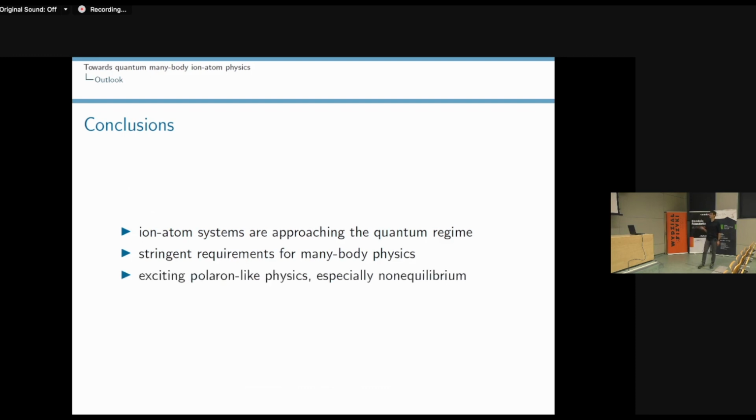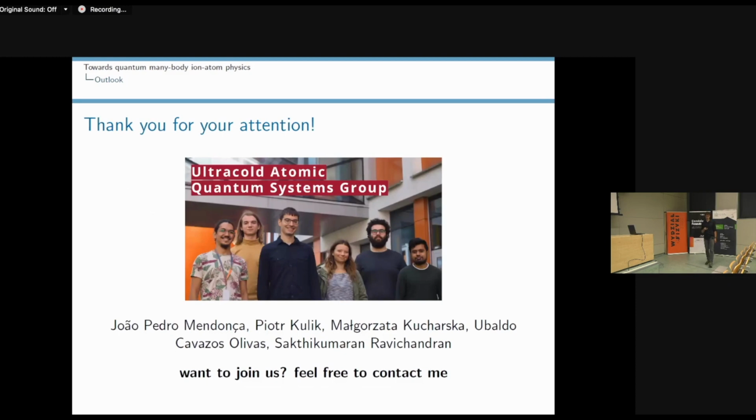And the polaron physics of an ion in a gas is exciting, especially if it's out of equilibrium, or if you introduce more than one ion and try to bunch them at a short separation. So this is my current group, and I would like to thank you for your attention.